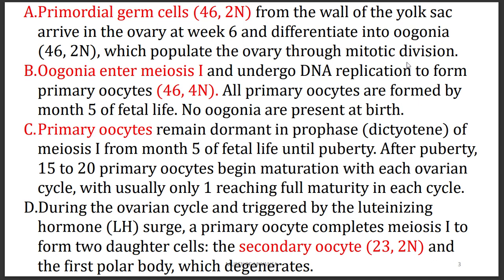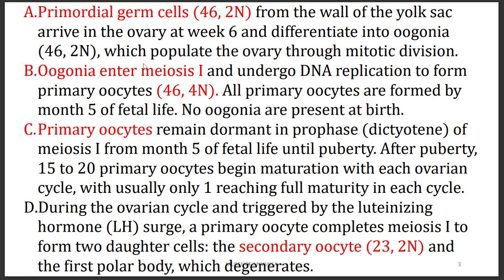The primordial germ cells and oogonia have 46 chromosomes and a diploid number of DNA. When they reach the ovary, they'll start to undergo meiosis 1, and these are the oogonia, because the primordial germ cells are differentiated immediately when they reach the ovary. They start undergoing meiosis 1. And in meiosis 1, there's going to be DNA replication happening, and the primary oocyte is going to be formed.